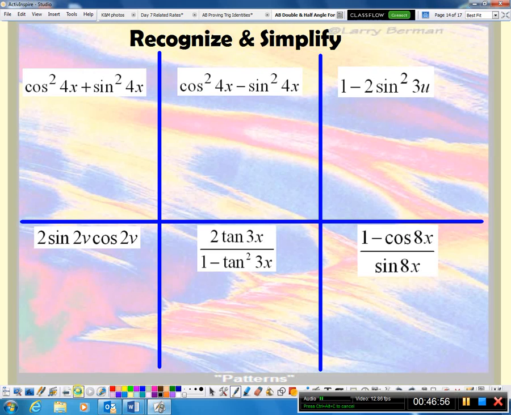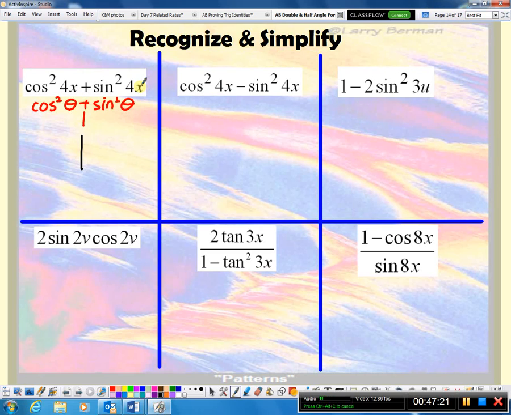Now, I'm going to do the same thing I did before. I recognize that this structure is cosine squared theta plus sine squared theta. Well, isn't that just 1? So the answer to this is just 1, because your 4x's are alike, so it's a single angle that you're plugging into the Pythagorean identity.